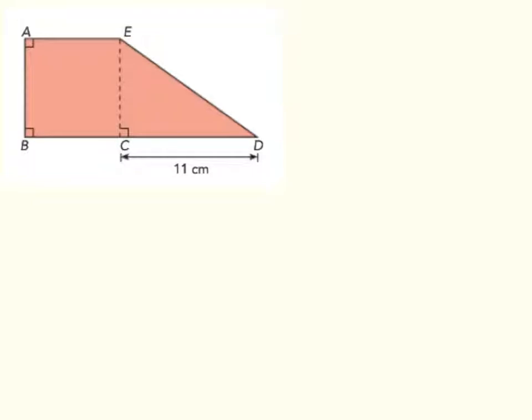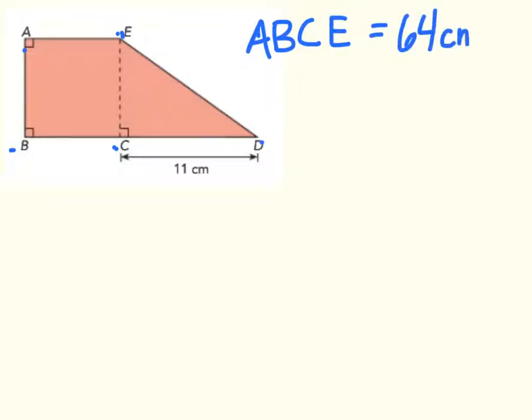Trapezoid ABDE is made up of square ABCE and triangle ECD. The area of square ABCE is 64 square centimeters. The length of line CD is 11 centimeters. Using this information, find the area of triangle ECD and then the area of the trapezoid ABDE.